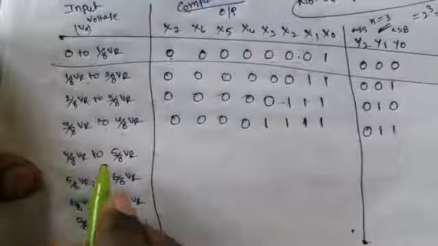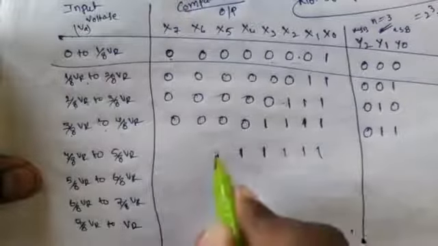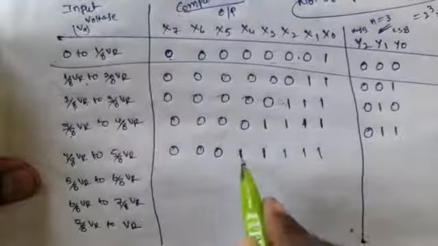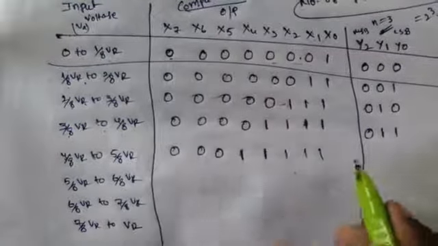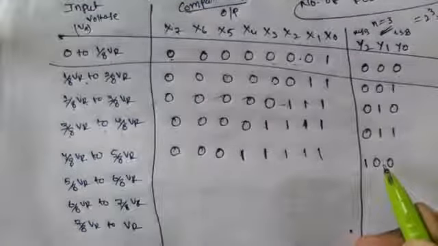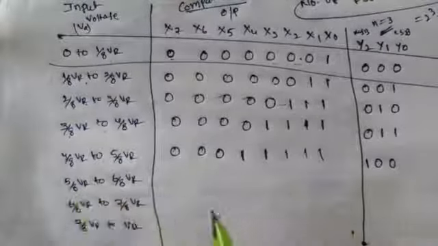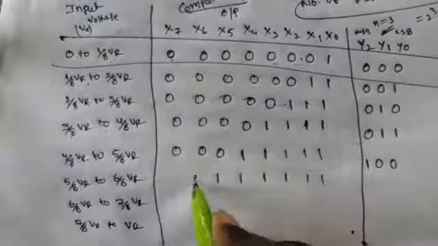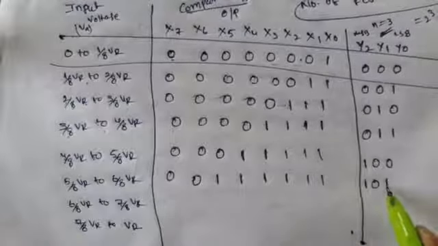Whenever the voltage is greater than 4 by 8 VR to 5 by 8 VR, the x4 bit is 1, and the remaining corresponding bits are 0. Till this x4, all comparators are activated with high, and that corresponding data will be produced at the output side as 1, 0, 0. Whenever our voltage is greater than 5 by 8 VR, the next x5 bit is also activated along with the previous bits, and this code will be represented as 1, 0, 1.